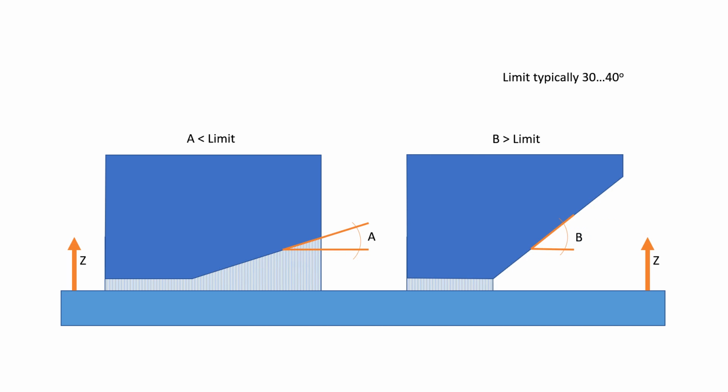Left side: faces with a down skin angle less than the limit normally require support structures. Right side: faces with a down skin angle more than the limit do not require support structures. However, surface quality may be impaired.